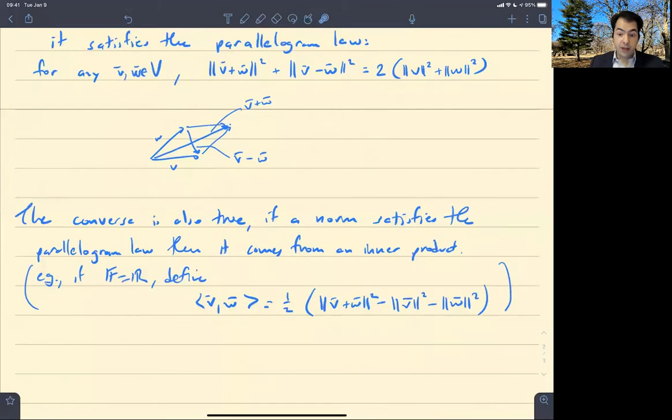So it should be linear in the first variable, for example. It should be conjugate symmetric, which over the real numbers means symmetric. So this doesn't change if we change the order of v and w. That's obvious. And so on. So check that all of those properties hold.